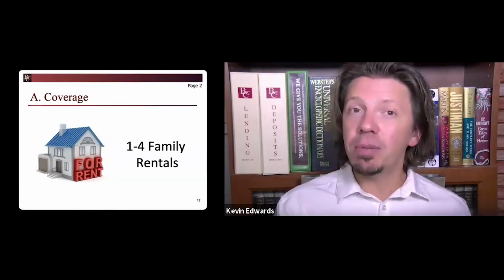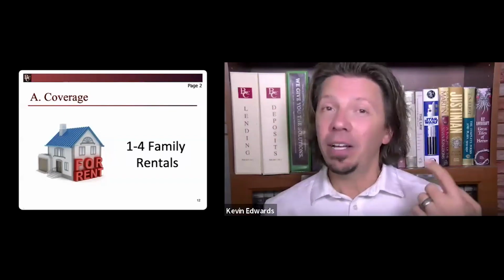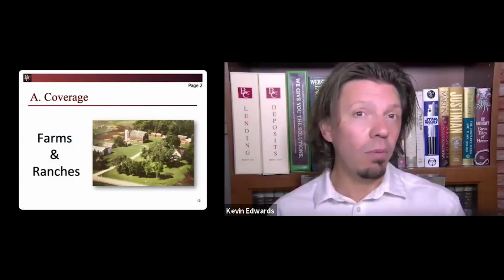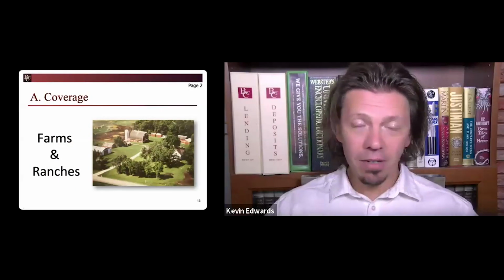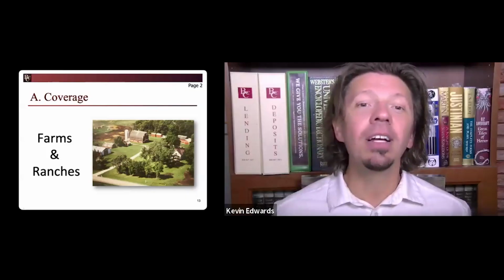So it's not just my primary dwelling. We're going to have some rules here in a little bit where we talk about primary dwelling. That's not the case here. It could be a 1 to 4 family rental scenario. It could be farms or ranches, right? Because if there's a dwelling on that property and it's a 1 to 4 family dwelling and it's going to be a first lien, that would be a requirement here.